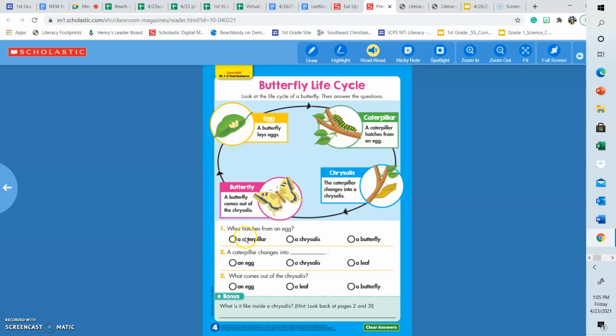And you guys are going to be answering these 3 questions. And you're going to do it on the Google form on the next slide. What hatches from an egg? A caterpillar, a chrysalis, or a butterfly? A caterpillar changes into an egg, chrysalis, or a leaf. What comes out of a chrysalis? An egg, a leaf, or a butterfly?